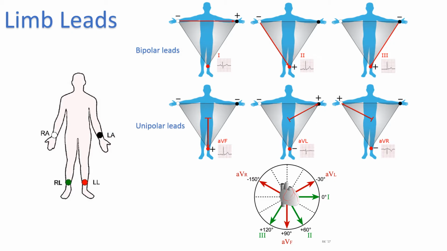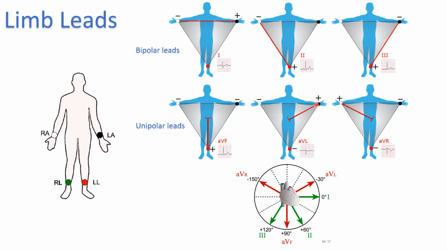Then we have the augmented voltage leads. These are unipolar leads, detecting only from the positive charge of one of the electrodes. AVF, I think of as augmented voltage foot, because it's detecting the positive charge from the vantage point of the foot, which is directly perpendicular to the heart and is a direct inferior reading of the heart.